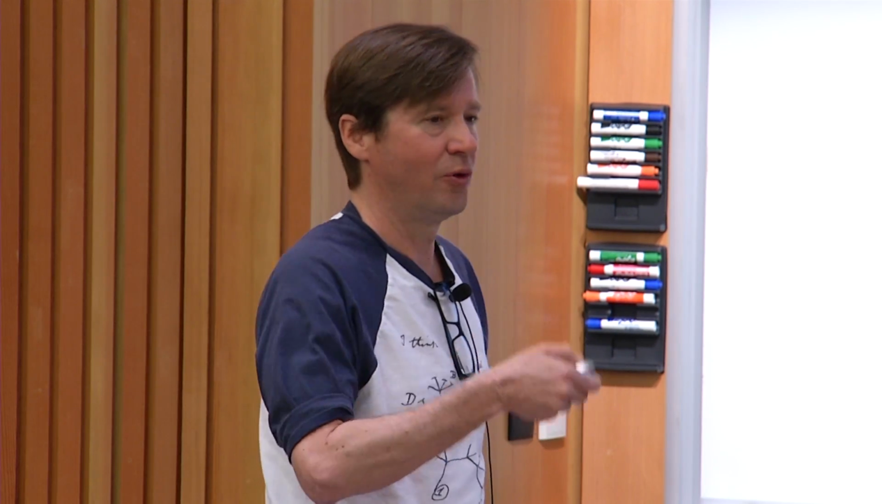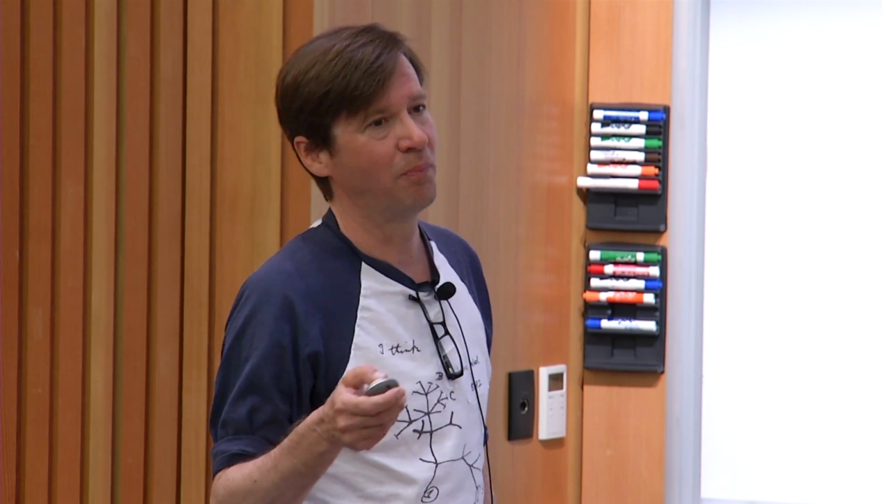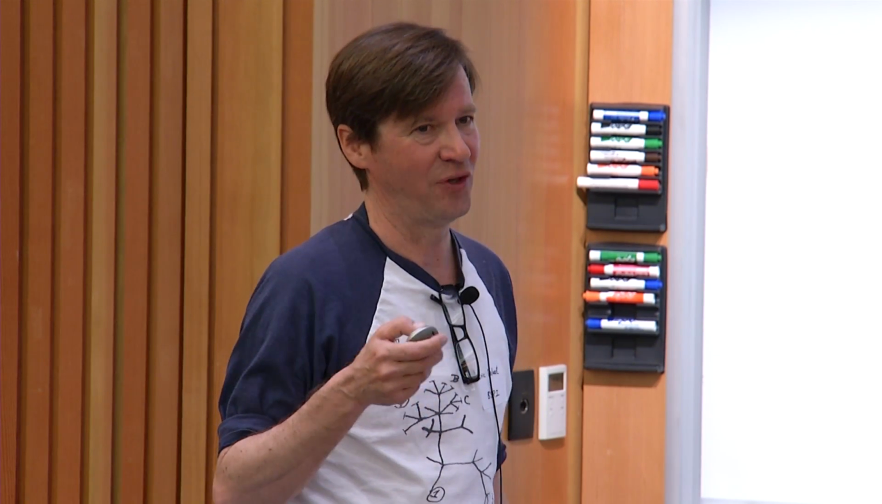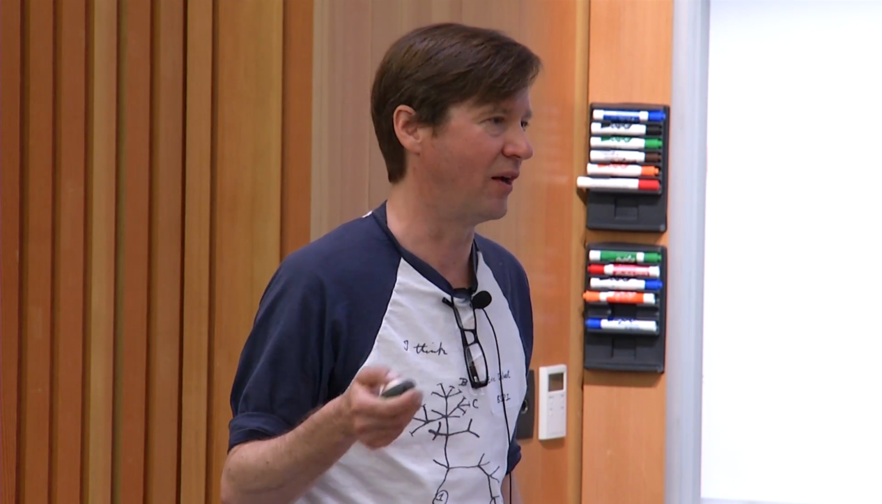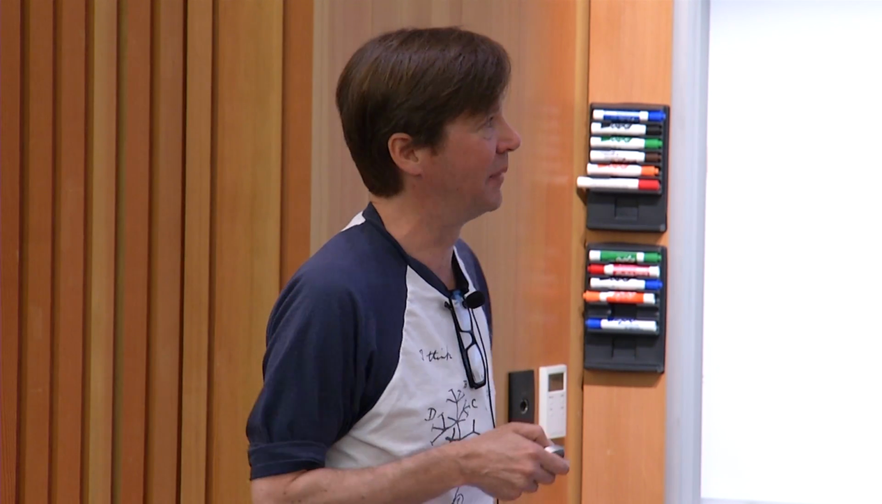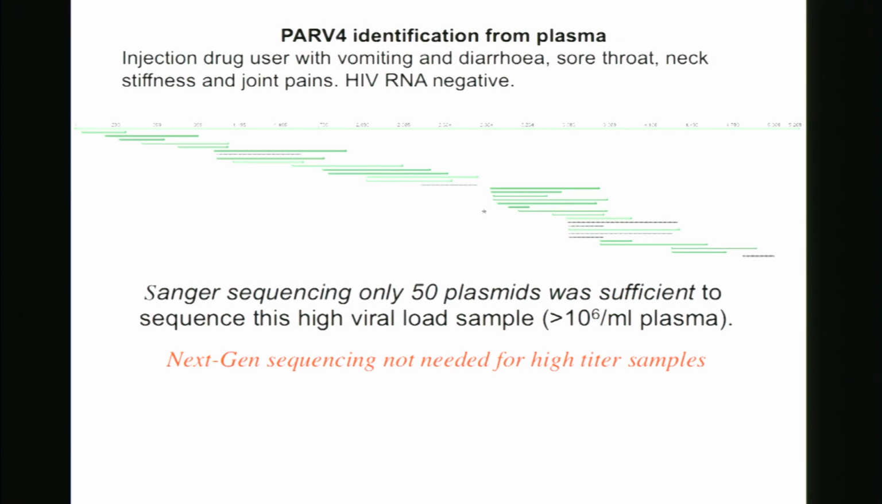Now, when you're applying this deep sequencing for viral discovery, the most important thing is the sample. If you have a high titer, you don't actually need deep sequencing. You can just do this sort of random RT-PCR. You can subclone into a plasmid. And if your sample is a high titer, here we had a titer of about 1 million copies per mil from a plasma from an injection drug user who had all the symptoms of acute HIV infection, but he was HIV RNA negative. But he was pretty hot with this new virus, and here is the assembly.